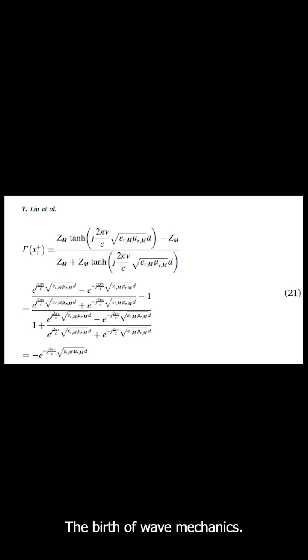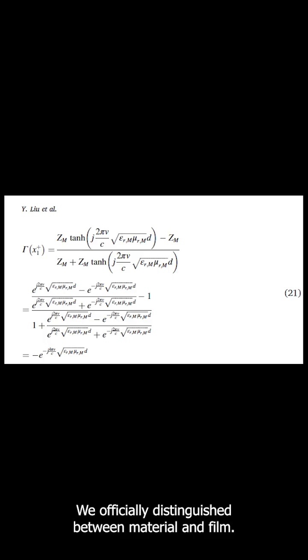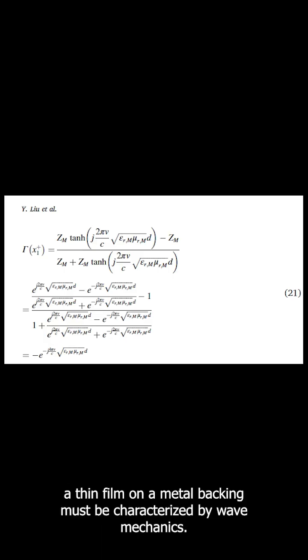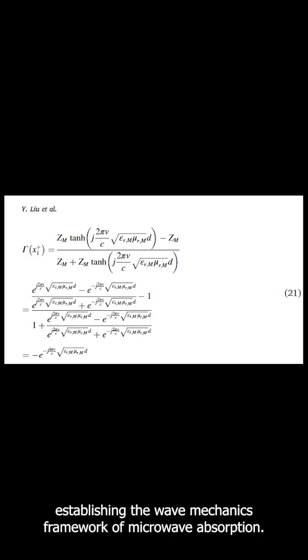Conclusion: The birth of wave mechanics. In 2021, we bridged this gap. In our Journal of Microwave Power and Electromagnetic Energy paper, we officially distinguished between material and film. We proved that while material absorption is independent of thickness and monotonic, a thin film on a metal backing must be characterized by wave mechanics, the vector interference of reflections from the front and back interfaces. This led to our 2022 companion treatises, establishing the wave mechanics framework of microwave absorption.